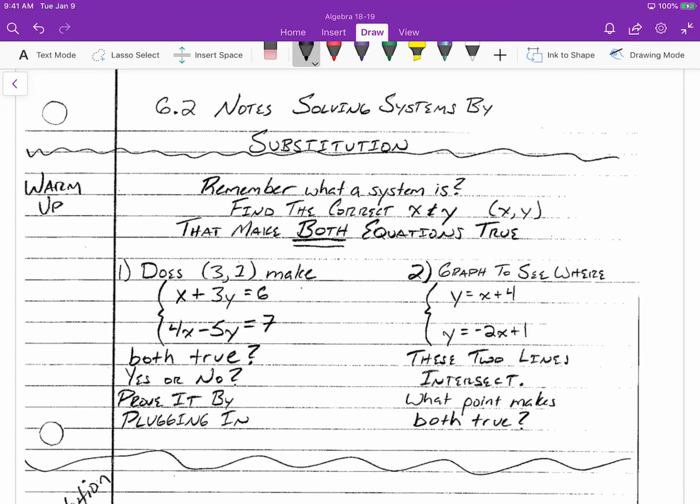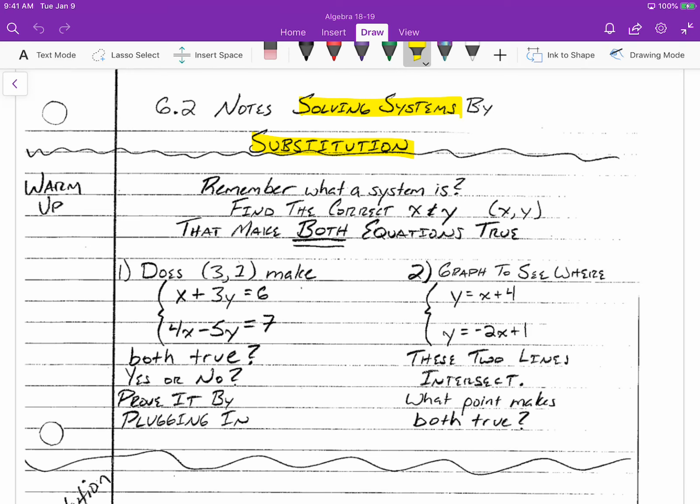Hi guys, sorry I'm not there today, but just make the best of these notes and hopefully you can understand how to solve systems by substitution even better today. But let's start with just a little review.